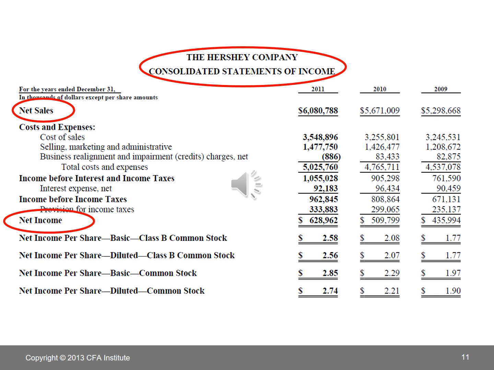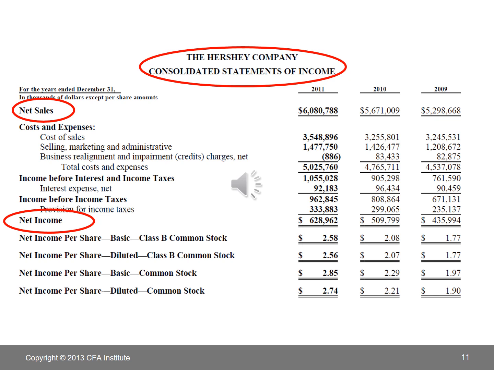Okay, so as you can see, it's presented on a consolidated basis, meaning that it includes the income and the expenses of Hershey and all of its subsidiary companies for which it has controlling ownership. Okay, so the parent company, which is Hershey Company, and any subsidiary that they control is all reflected on this statement. Notice that the top line is net sales, which were around 6 billion in 2011. Okay, and after that we have a subtraction of all the expenses. You see that the net income comes to around 629 million in 2011.